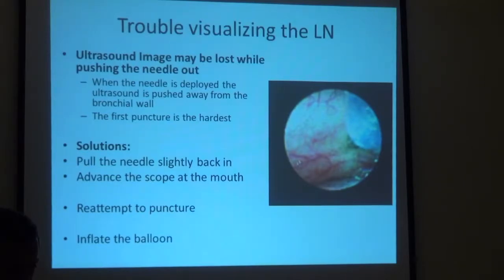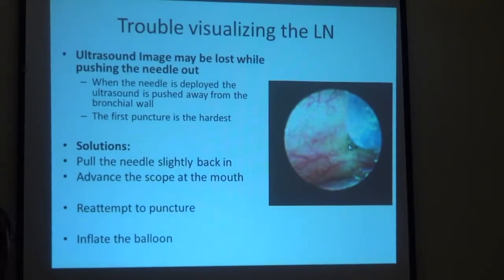That's because your ultrasound is basically pushed out. So here you see the catheter, you have deployed the needle, so you don't see your needle or lymph node anymore. What you do is just retract the needle a bit inside, not all the way, and then you push the ultrasound at the mouth. Usually when I puncture, I ask my assistant to hold the bronchoscope at the mouth. So I pull the needle in a bit, not all the way. It's already stuck in the mucosa, but I'm not sure if it's in the lymph node or not. I ask my assistant to push the bronchoscope at the mouth, and then I shove it again. And now, most of the time, I do it.